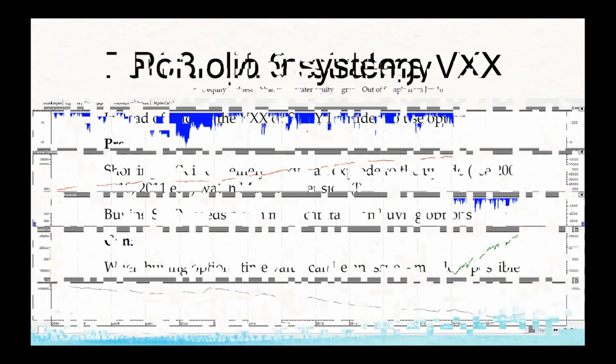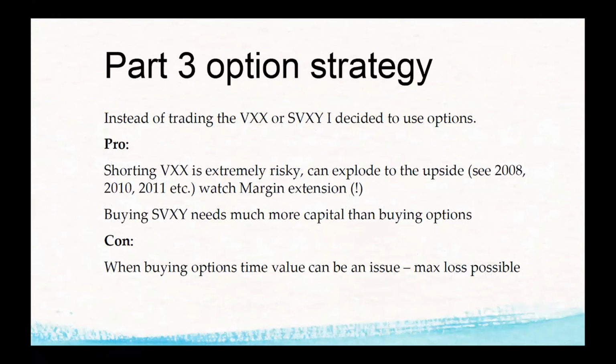Okay. Now our option strategy. Instead of trading the VXX or SVXY, I decided to use options. The pro for options is that shorting VXX is extremely risky. It can explode to the upside like 2008, 2010, 2011, 2015, etc. And maybe soon, who knows? But watch margin expansion. When you are short VXX, the margin will explode.